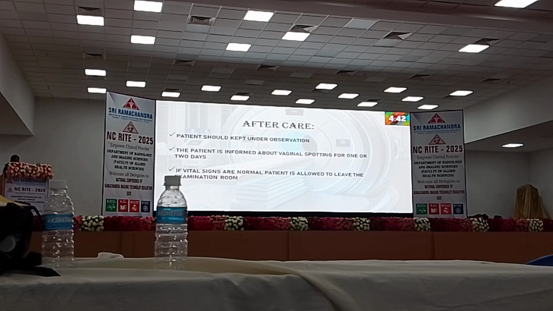Aftercare. The patient should be kept under observation and informed about vaginal spotting for 1 or 2 days. The patient is instructed to drink plenty of water to flush away the contrast media used during this procedure, which is the most important thing. And after the vital signs become normal, the patient is allowed to leave the examination.